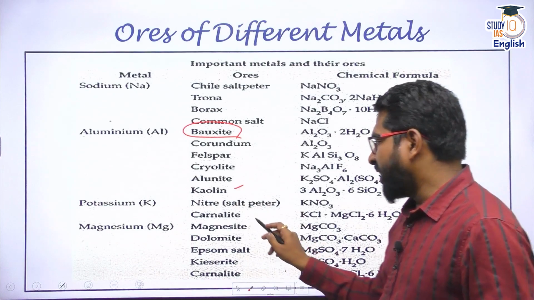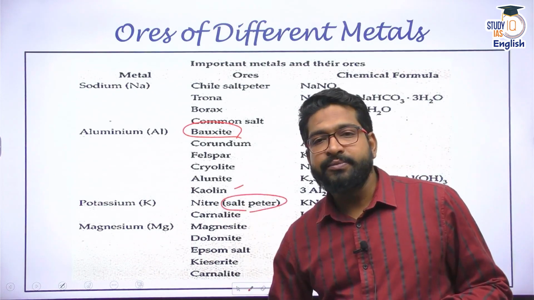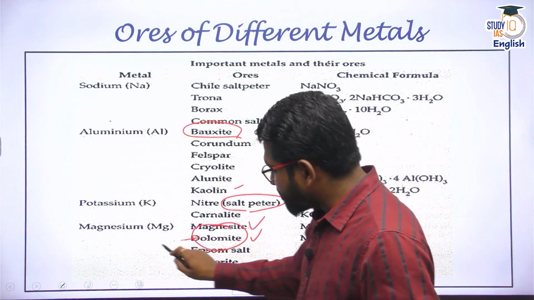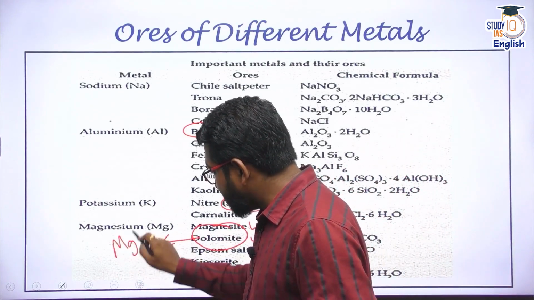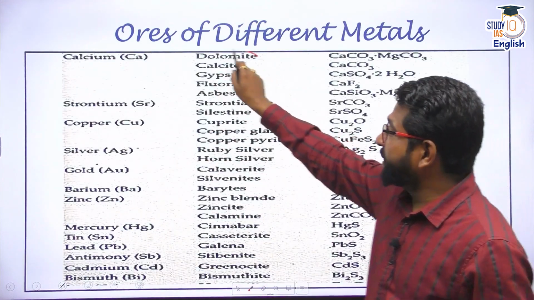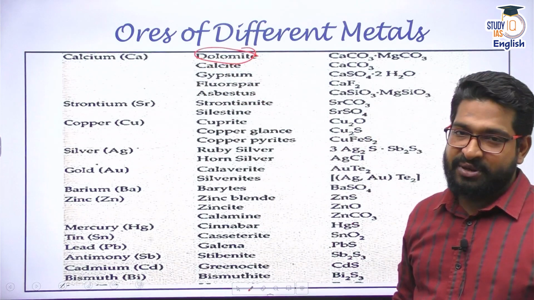For potassium you have saltpetre again. For magnesium you have magnesite, dolomite. Now dolomite is something from which you can exploit both magnesium and calcium. Please remember this particular point. Again, for calcium you will find dolomite, calcite, gypsum, etc.